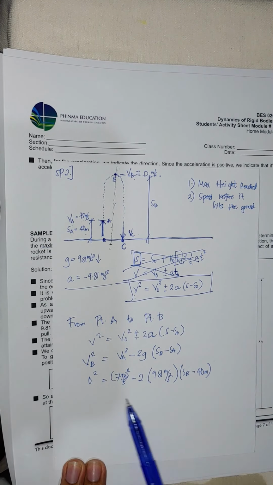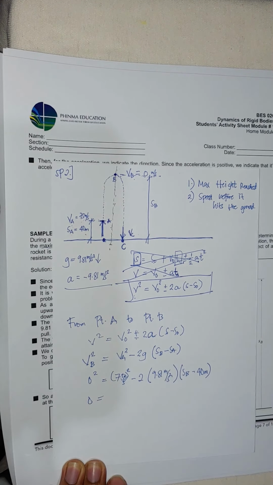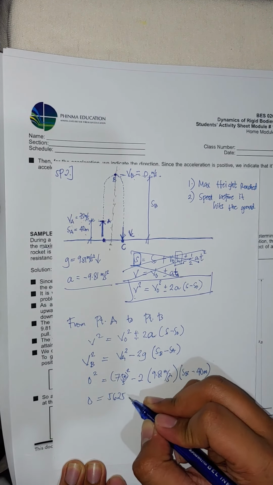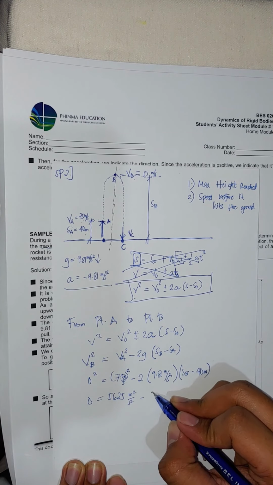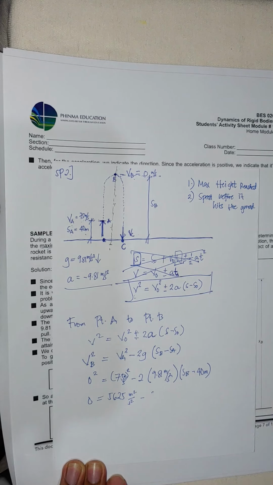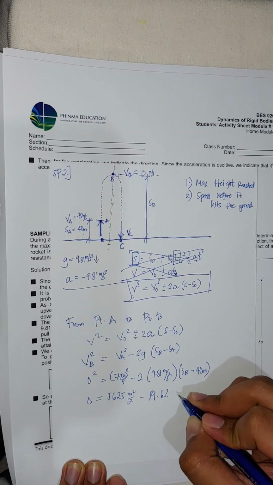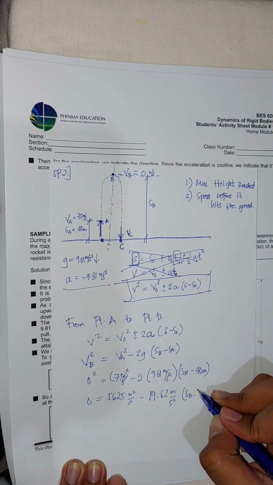So 0 squared, of course that is 0. 0 is equal to 75 squared. The square of 75 is equal to 5,625 meters squared per second squared. Minus 2 times 9.81. 9.81 times 2, we have 19.62 meters per second squared times SB minus 40 meters.